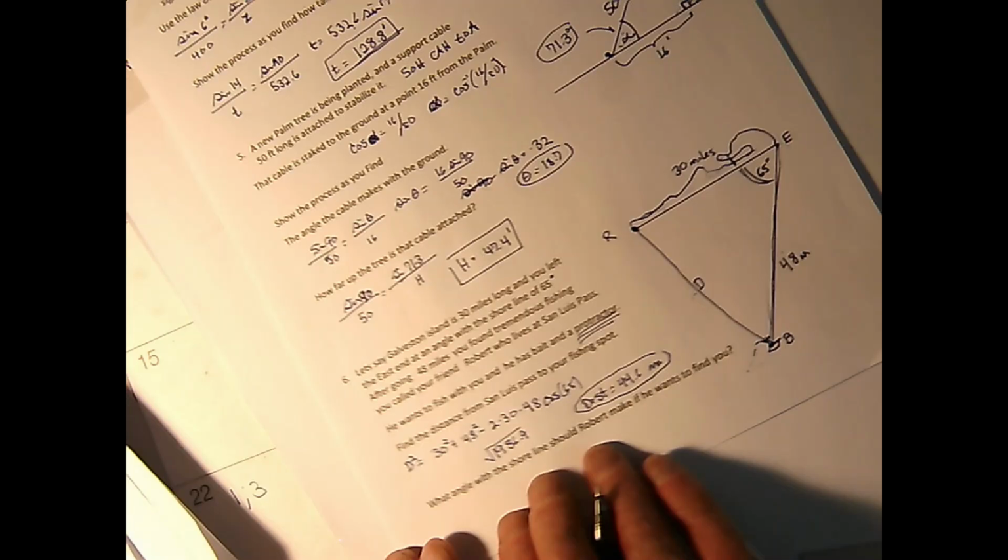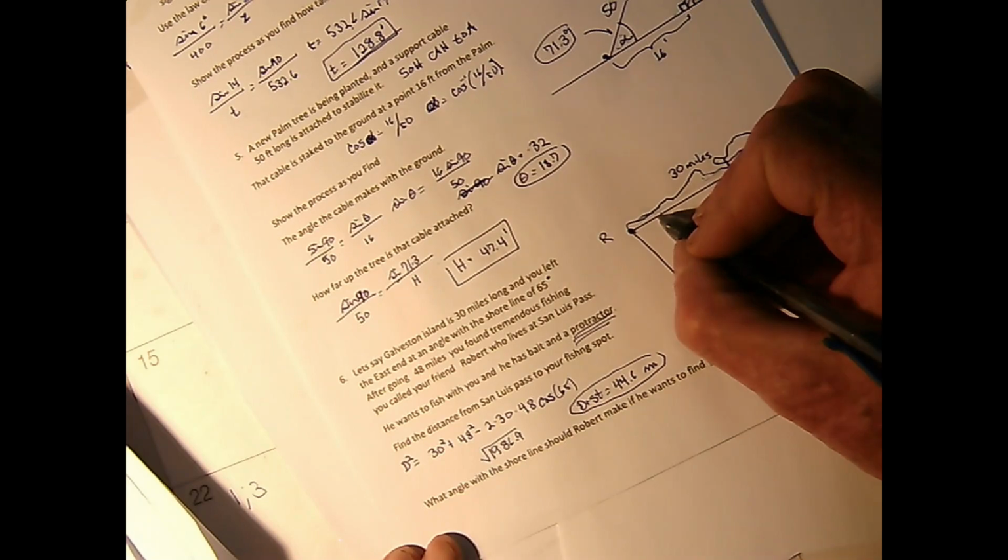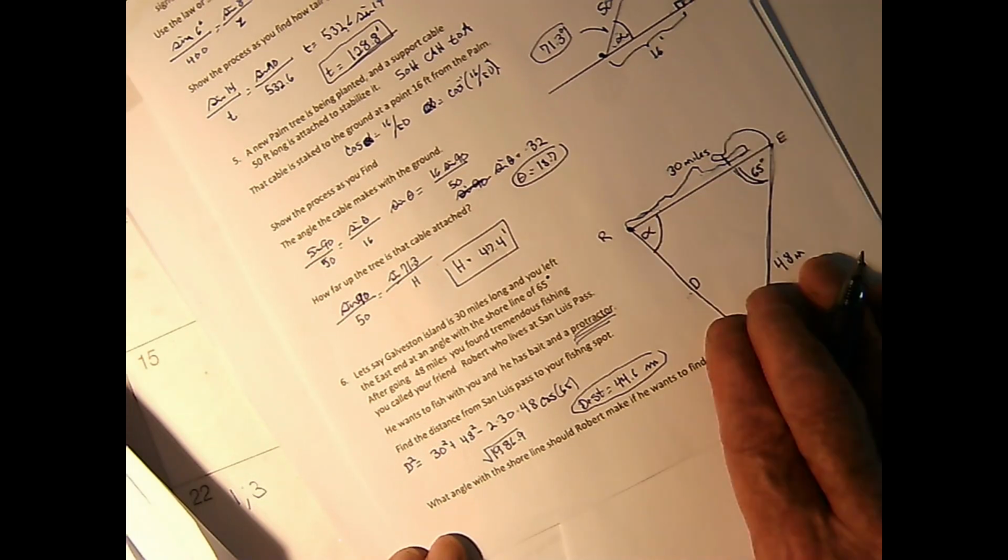What angle with the shoreline would Robert make if he wants to find you? So Robert's your friend with a protractor there, and he has to know that angle right there. Let's call it alpha. How could you possibly get alpha? We do know all the sides of this triangle, don't we? We know that this was 44.6. We could use the law of sines, couldn't we? Let's do that. I need to know this angle for Robert to find the angle with the shoreline to come out here and find us fishing and catching all these marvelous fishes.